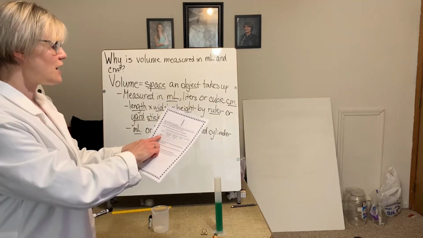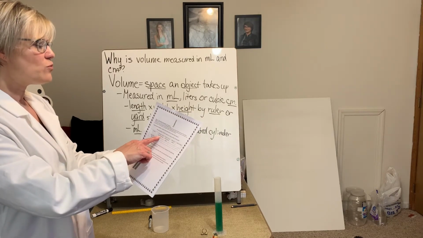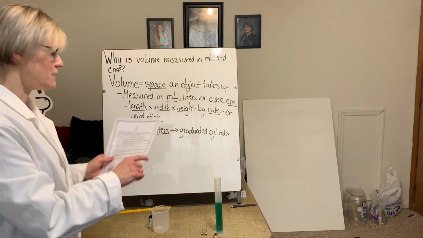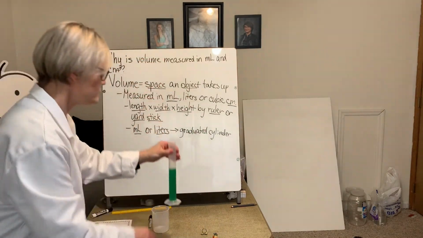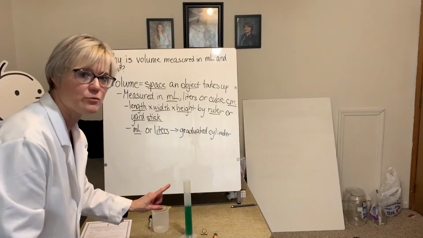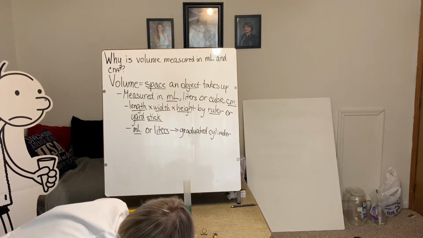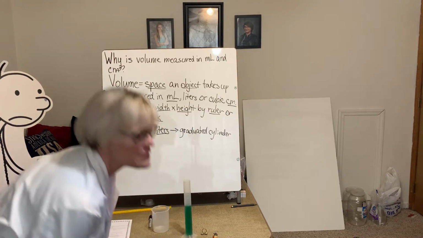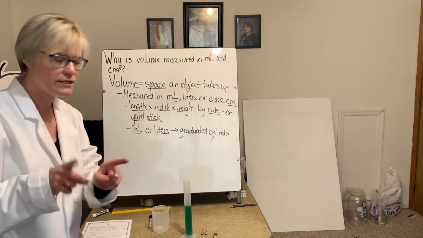So it says object Lego man. So we're going to do the Lego man first. So the volume of the water before adding the object. I'm going to take a look at this, and I need to leave it on the table to read it. So I'm going to look down here, and it's 70 milliliters. So go ahead and write down 70 milliliters.